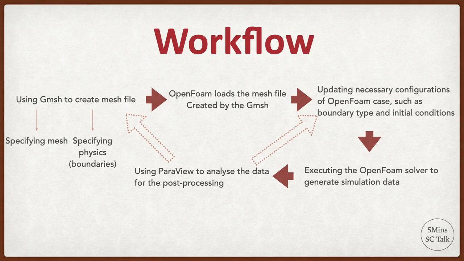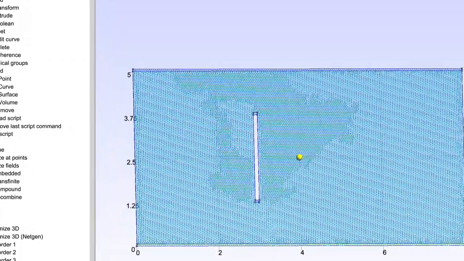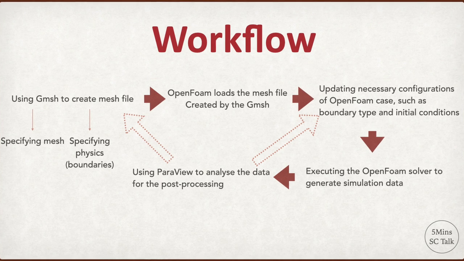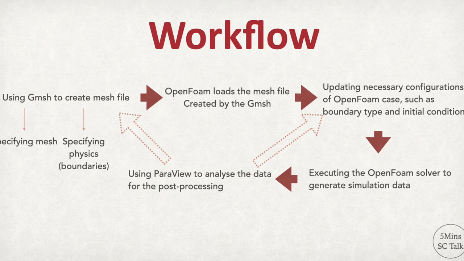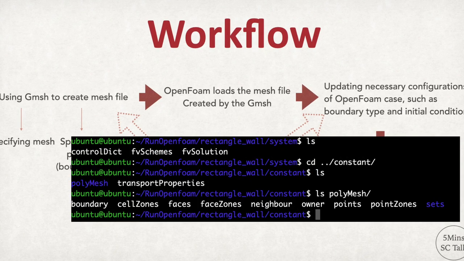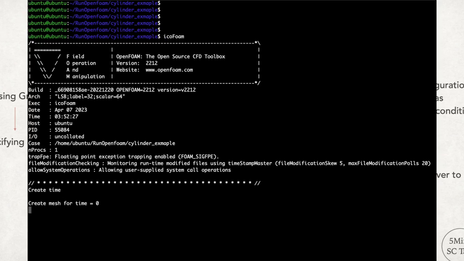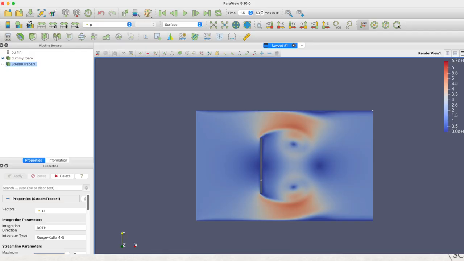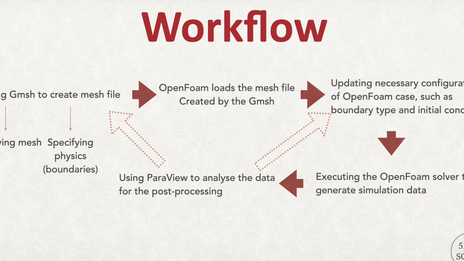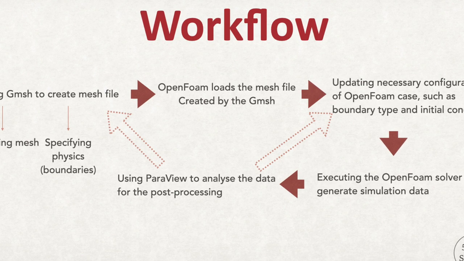We briefly describe the workflow. We first use Gmsh to create the mesh file describing both mesh structure and physical properties. Next, we use OpenFOAM to load the mesh file generated by Gmsh. After that, we create an OpenFOAM case and edit the boundary conditions and associated configurations. Then we use the corresponding OpenFOAM solver to generate the simulation data. Finally, we observe the data and do visualization and analysis based on ParaView. We will adjust the Gmsh file and OpenFOAM configurations and repeat this workflow until achieving desired simulation results.